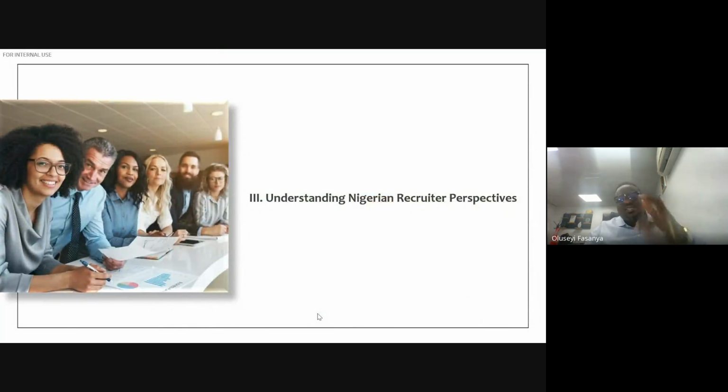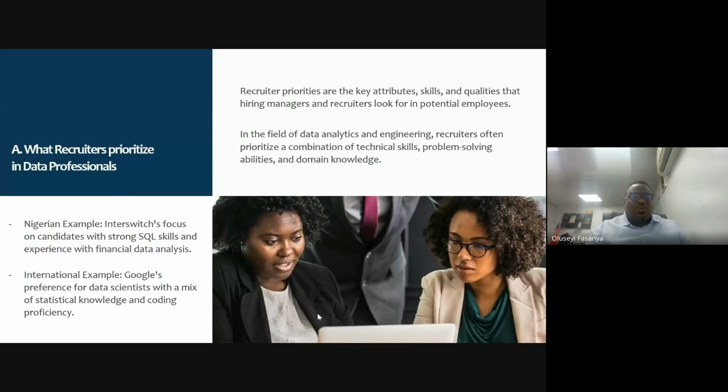So how do we understand the Nigerian recruiter's perspective? It's quite important that we do. What recruiters actually prioritize will be discussed. Recruiters prioritize the key attributes, skills, and qualities that hiring managers look for in potential employees. In data analytics and engineering, recruiters often prioritize a combination of technical skills, which are quite important, problem-solving abilities, as well as domain knowledge.